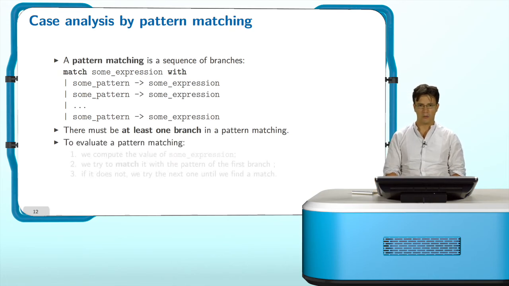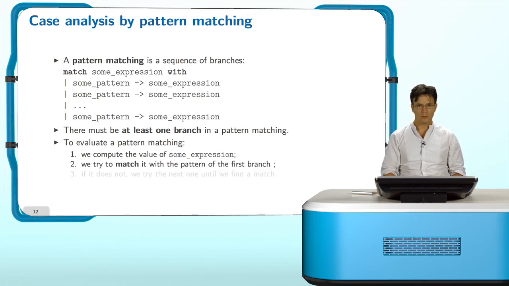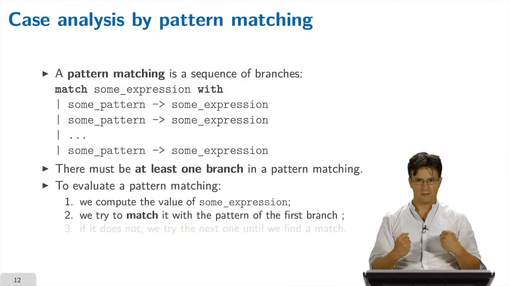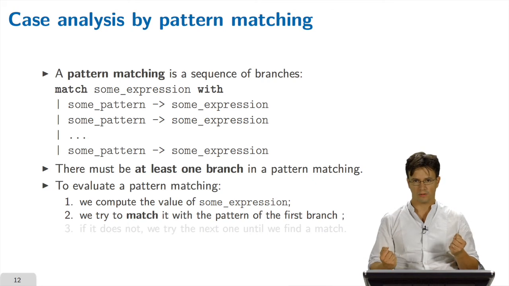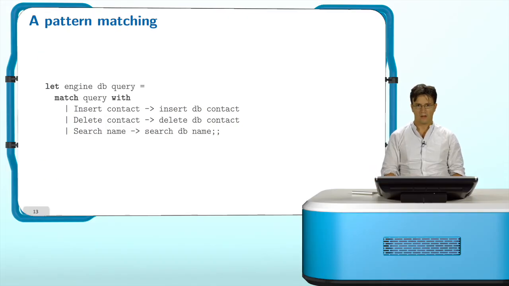And here is how you evaluate a pattern matching in your head. Well, you just have to understand that the first thing to do is to compute the value of the expression you want to analyze. And after that, you try to match this value with the pattern of the first branch. If it matches, then you execute the expression of that branch. Otherwise, if it does not, you try the next branch, and so on and so forth, until you find a match. Here is an example of a pattern matching.